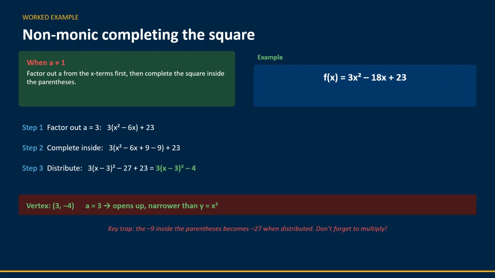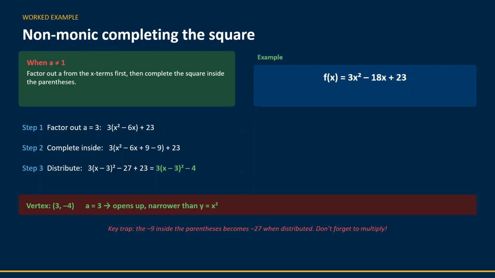Now let us handle the non-monic case, where the leading coefficient is not 1. Take 2x squared minus 12x plus 7. Step 1. Factor the 2 out of the first two terms. 2 times the quantity x squared minus 6x, plus 7. Notice the 7 stays outside.